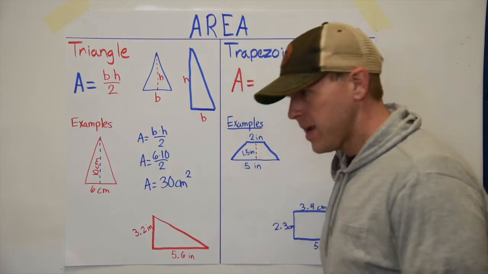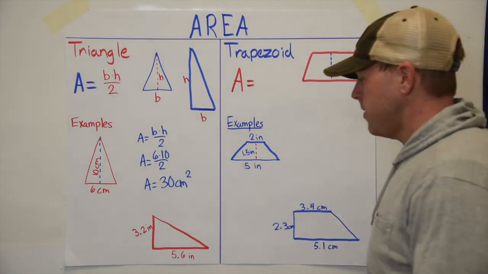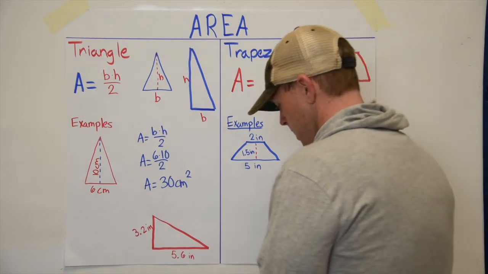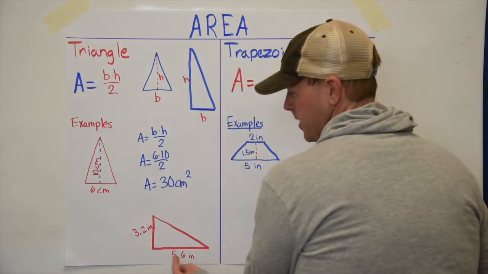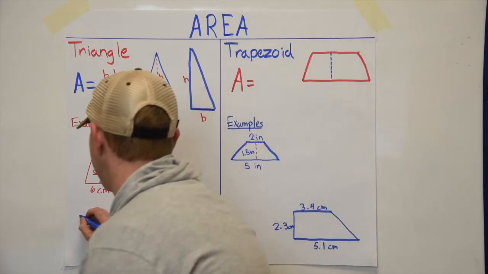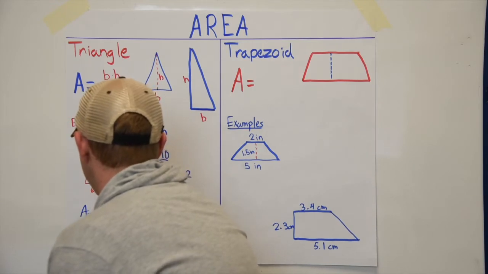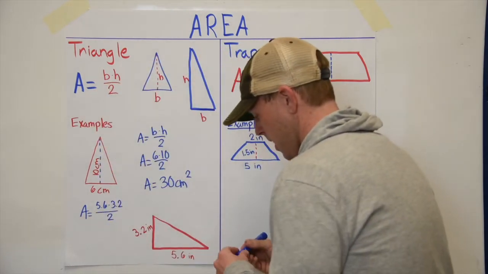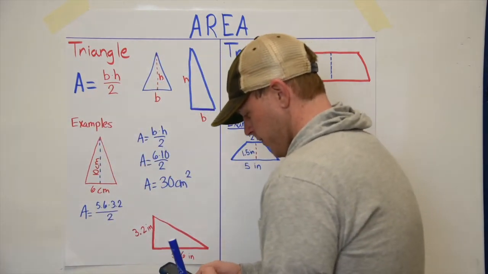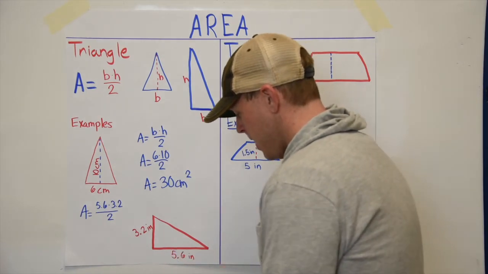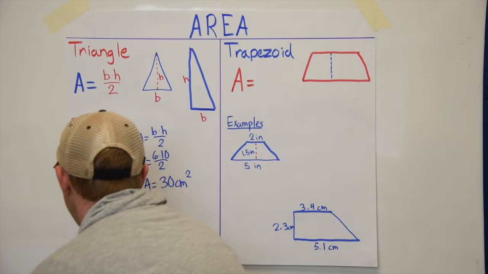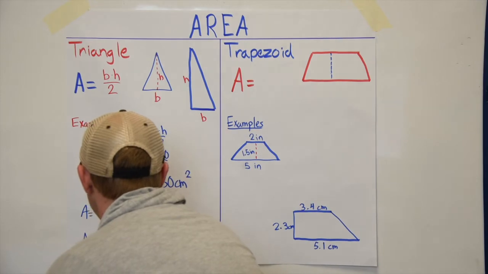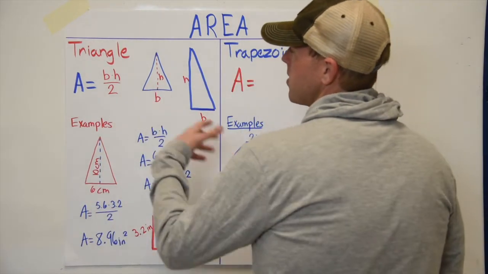Okay, let's try the next one. All right, let me grab a calculator right quick. So I have 3.2 times 5.6. So we're going to multiply those two. Now this is your base, and this is the height of the triangle. Okay, so area equals 5.6 times 3.2 divided by 2. So let's do a little math. I have 5.6 times 3.2, take half of that, and I see that I get 8.96. So 8.96 inches squared. So for a triangle, you do base times height divided by 2.